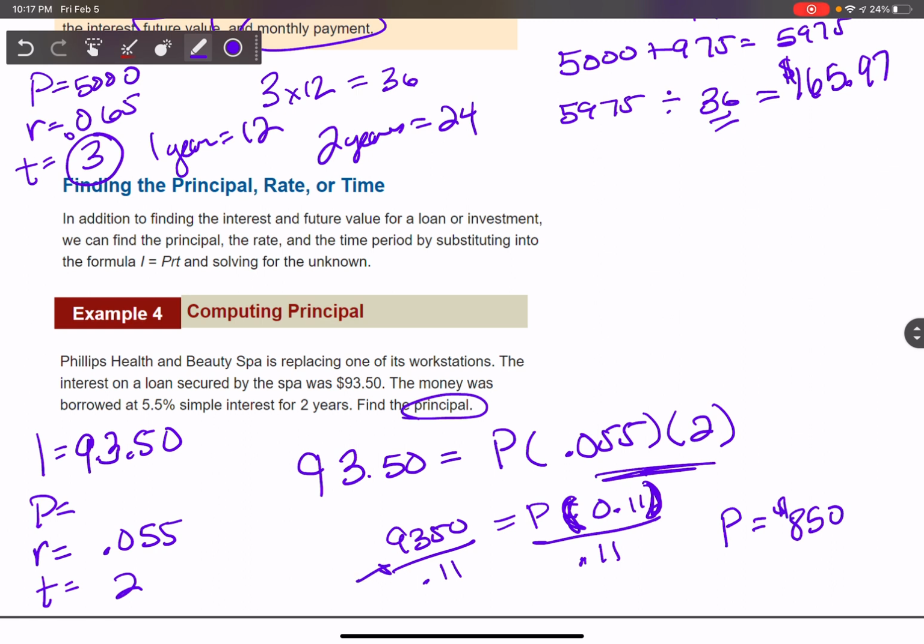Remember, this is division. $93.50 divided by 0.11. Not 11, 11 hundredths, 0.11.